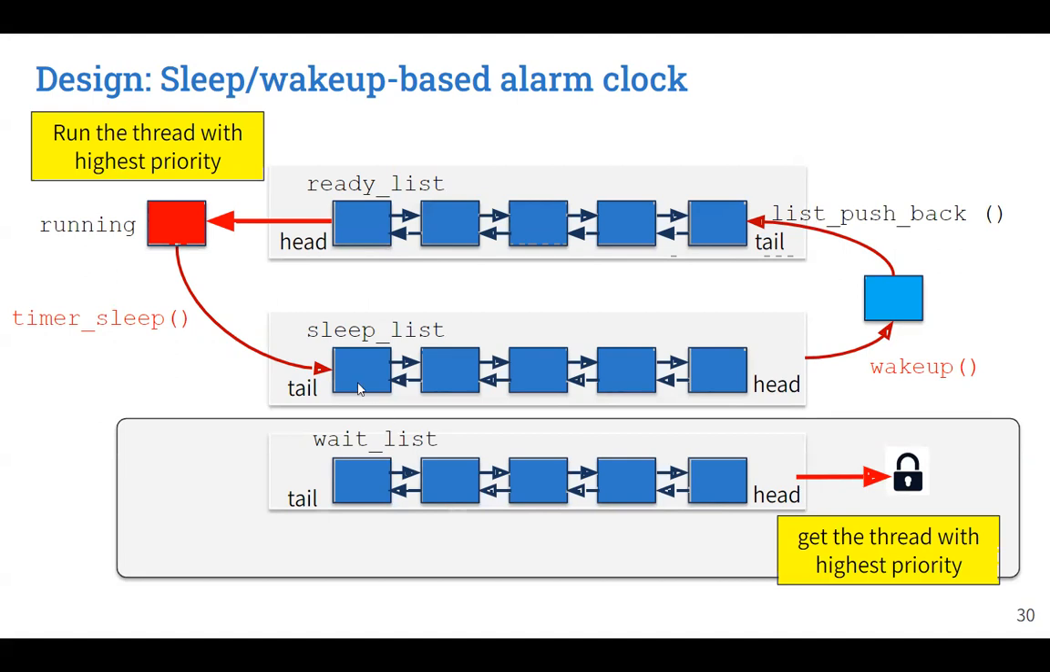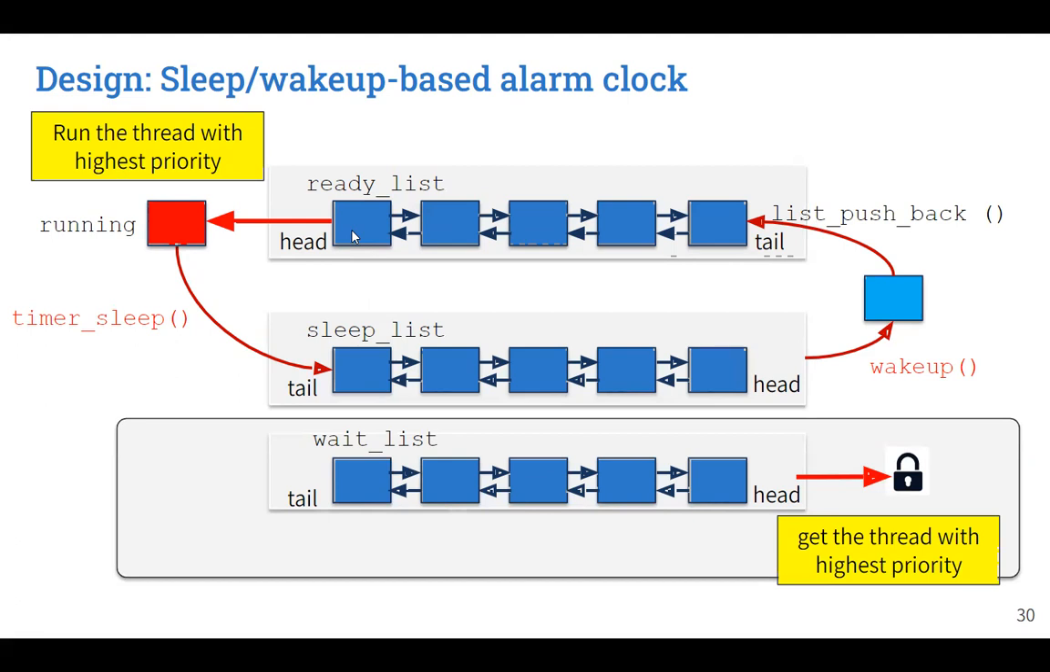So now we have the ready list. Originally we only had the ready list, but after implementing alarm clock, we'll have a sleep list. With a function, if a thread calls timer sleep, it will go into the sleep list and wait to wake up. And then when it wakes up, we'll schedule it back to the ready list.